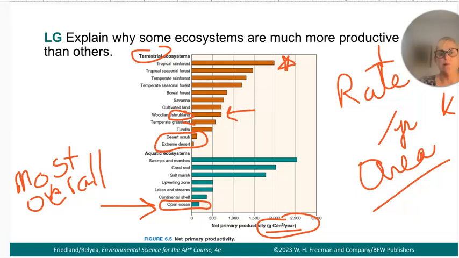Down here are swamps and marshes. Oh, look, I was wrong. It's not coral reefs that have the most in the ocean or in marine ecosystems. It's actually swamps and marshes. These are your types of estuaries and wetlands that have the most in the water. All right, that's it for primary productivity.